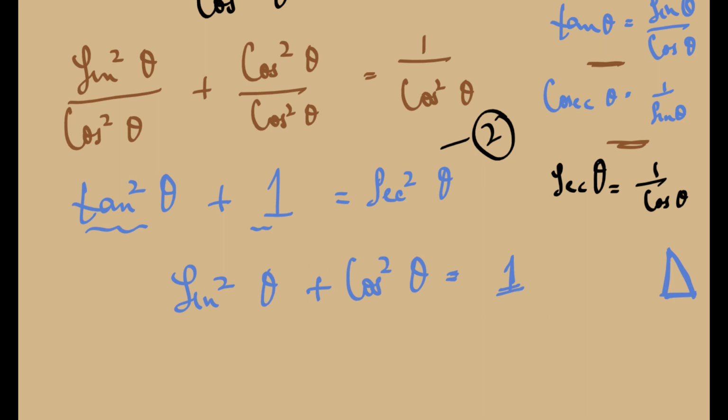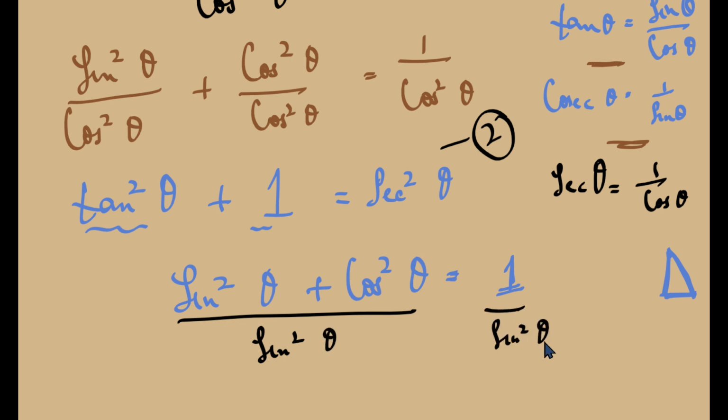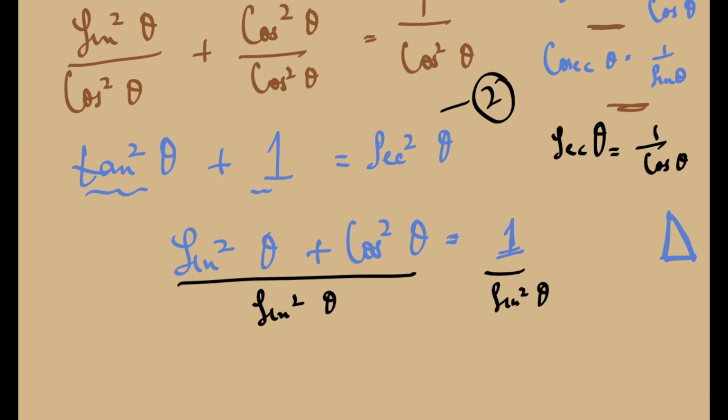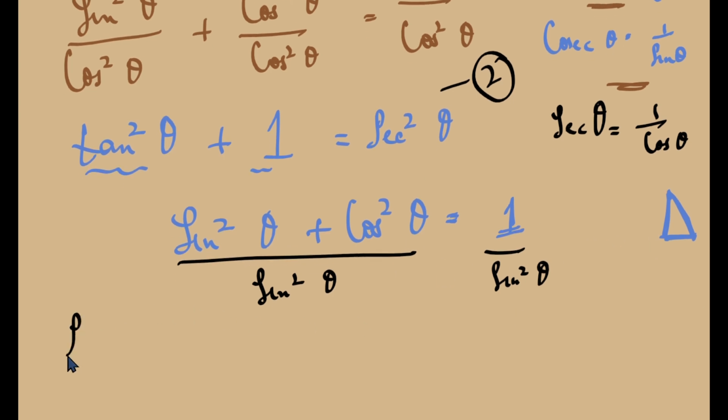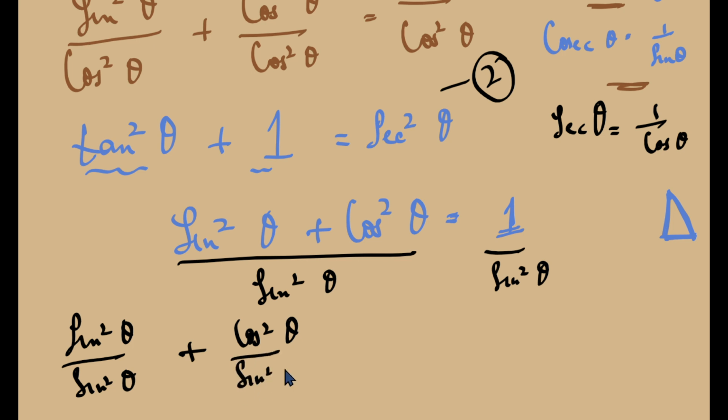So now coming back to the topic, we are going to divide this by sine squared theta on both sides, the right hand side and the left hand side. So let's see what happens. Let me split it and write it like I have done it before. This is equal to sine squared theta by sine squared theta plus cos squared theta by sine squared theta is equal to 1 by sine squared theta.